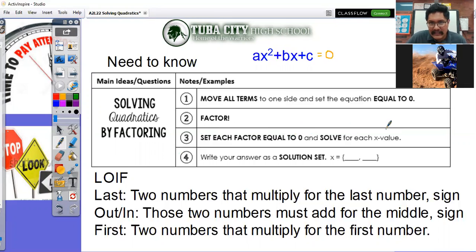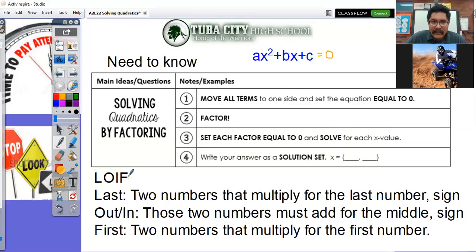If we set them equal to 0, we then have to solve each one for x. So we've got to find out what the x is going to be. In most of these, there are going to be 2 of them. I always tell students that if you have an x squared, that means you might have 2 possible solutions. That doesn't mean you're always going to have 2 solutions, but it means that there's a possibility of having 2 solutions.